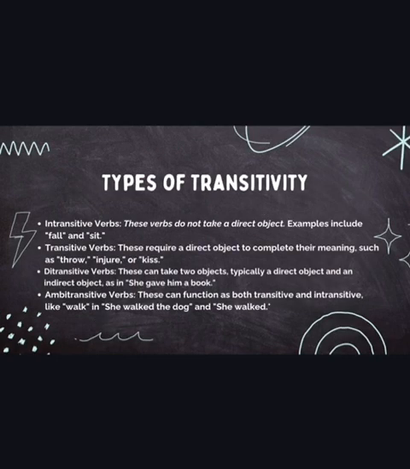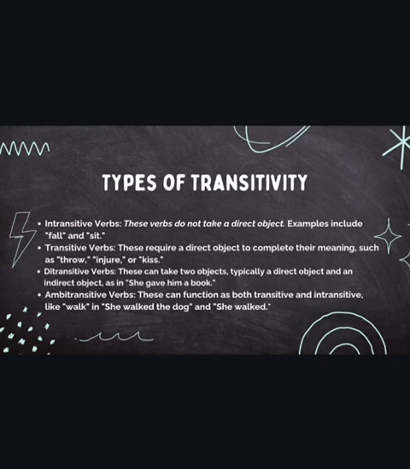Next slide. There are types of transitivity. In transitivity, there are some types. The first one is intransitive verbs. These verbs do not take a direct object. Examples include fall and sit. The second one is transitive verbs. These require a direct object to complete their meaning, such as throw, injure, or kiss.